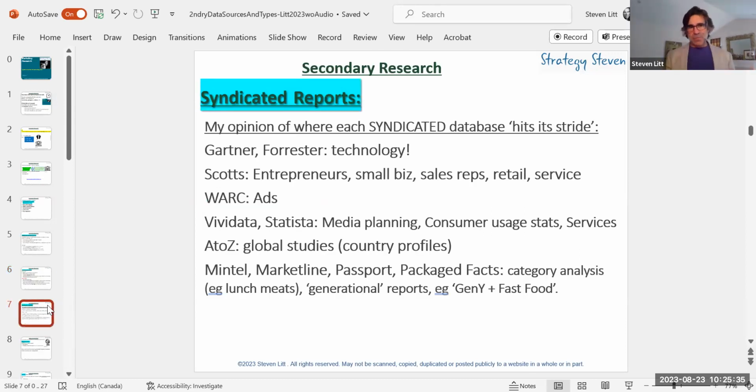So my very biased view of where these reports get their best go, I think Gartner and Forrester are great starts for technology syndicated reports. Scott's on entrepreneur and small business, Work on ads, Vividata, Statista on things like media planning stats, A to Z on global, Mintel, MarketLine, Passport, Package Facts are great category reports. Great, very reliable category reports.